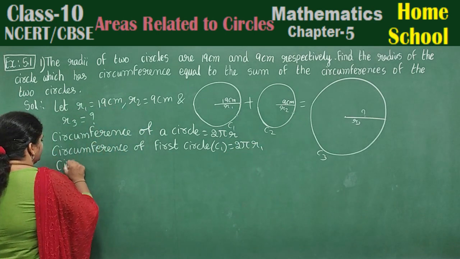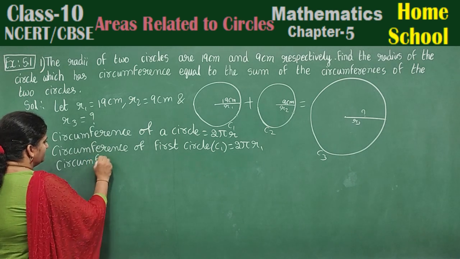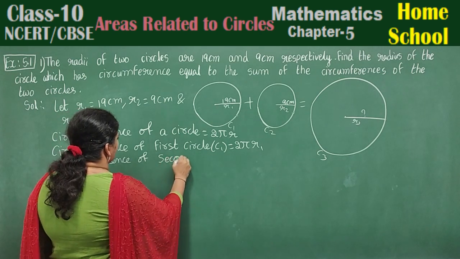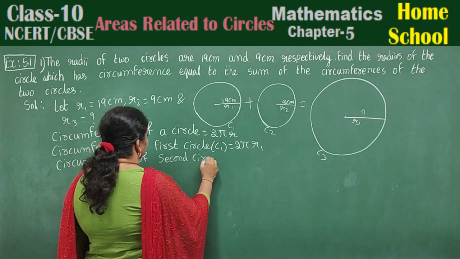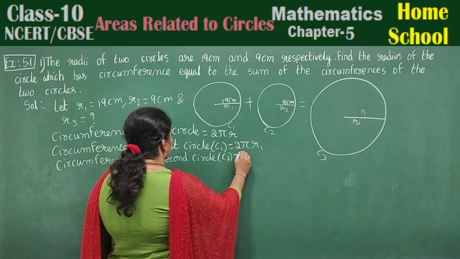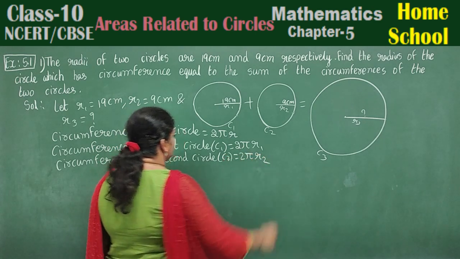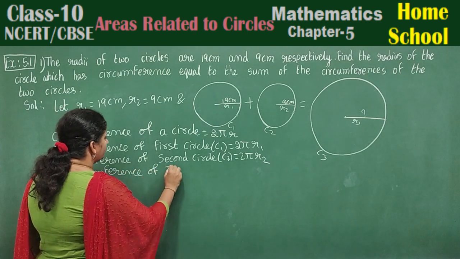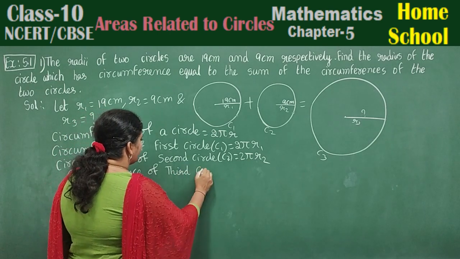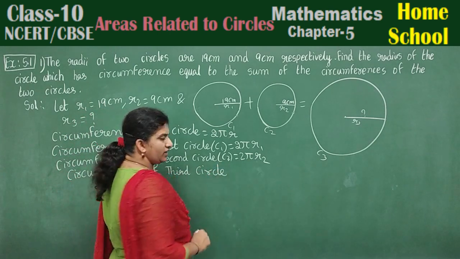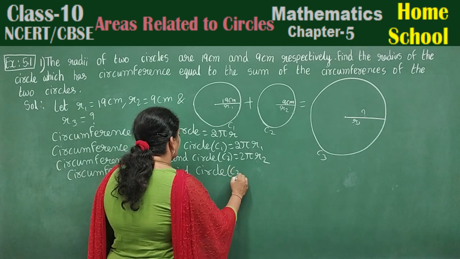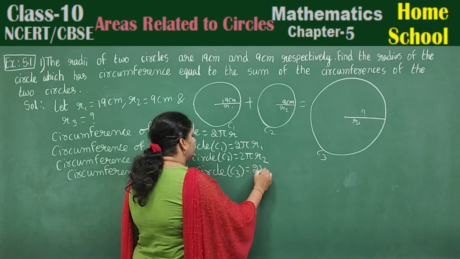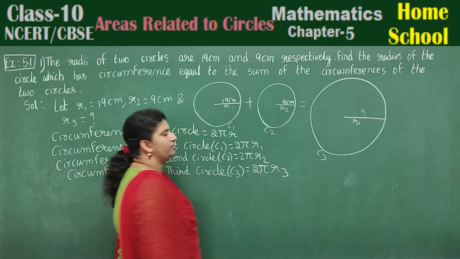Next, circumference of the second circle, C2, is equal to 2 pi R2. Circumference of the third circle, or the new circle you can say, C3, is equal to 2 pi R3.